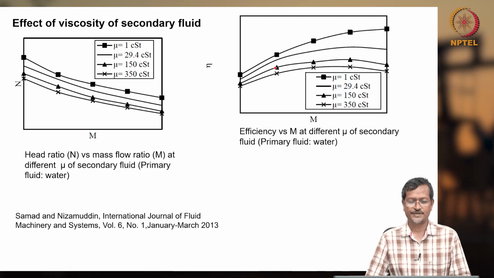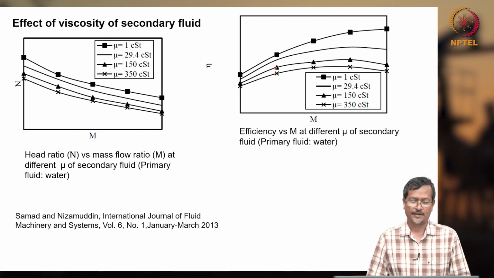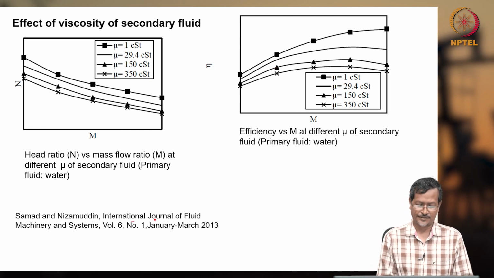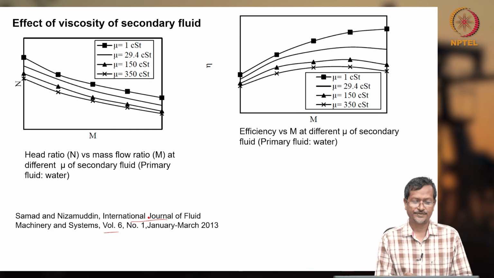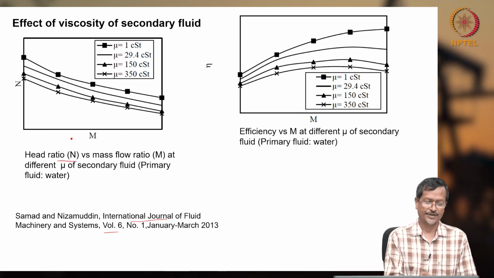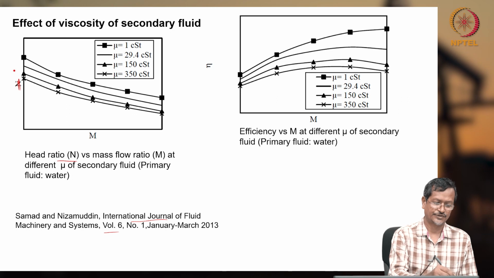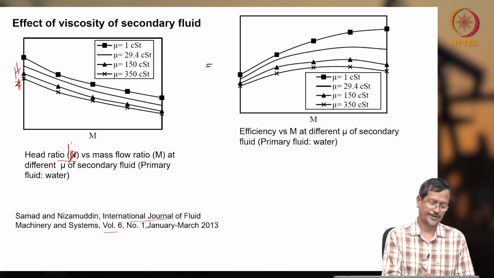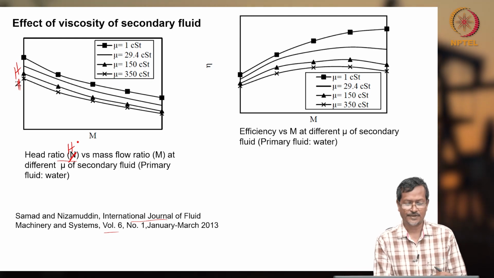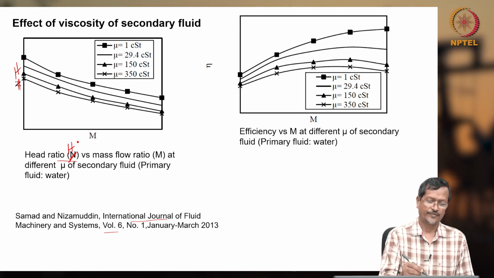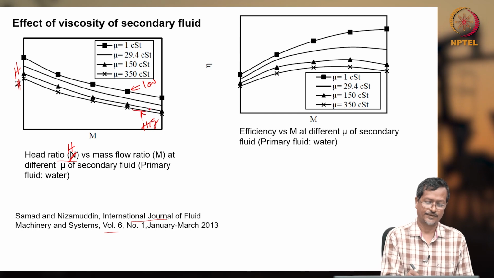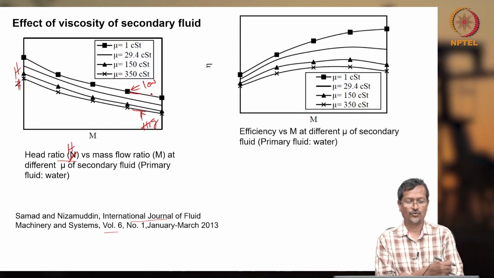And we did lots of CFD simulation for jet pump, and one paper we also reported, like Samadin Nizamuddin, International Journal of Fluid Machinery. And there we have seen that if you are changing viscosity, head ratio, here n is written, normally we write h. So head ratio, I write h, and mass flow rate, if you see this one, if I change viscosity, this is low viscosity, this is high viscosity.